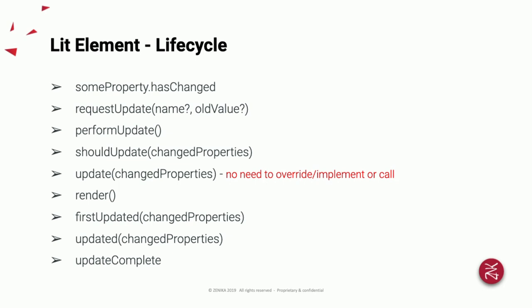For the update, no need to override or implement it. It's just that lit element has this lifecycle step in between shouldUpdate and render, wherein in this update, the reflection of properties to attributes is happening. And then we have render. This one we will use most of the time.